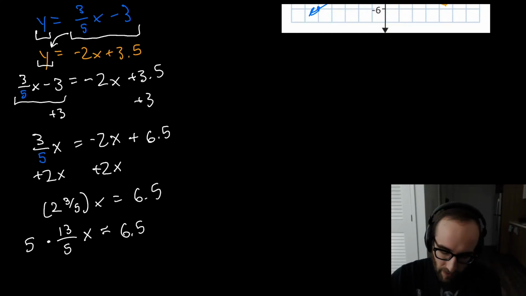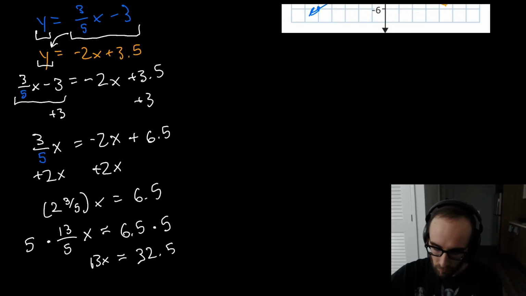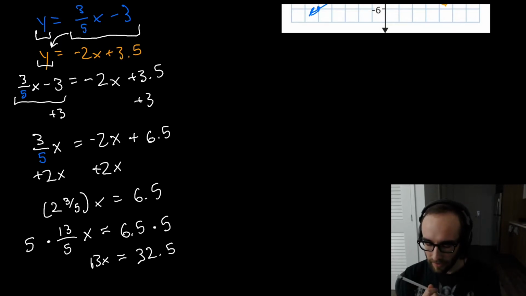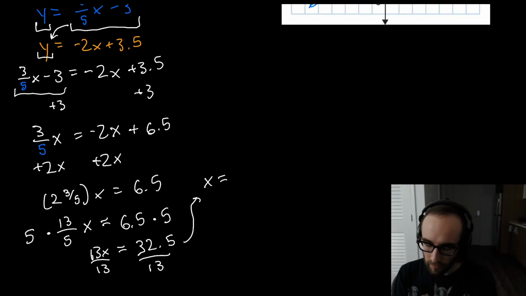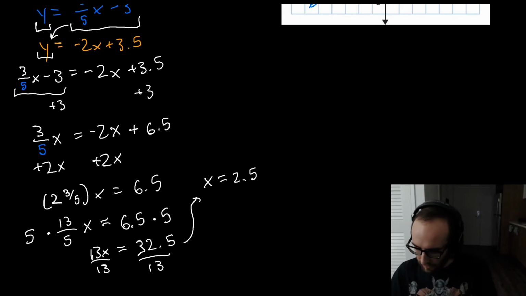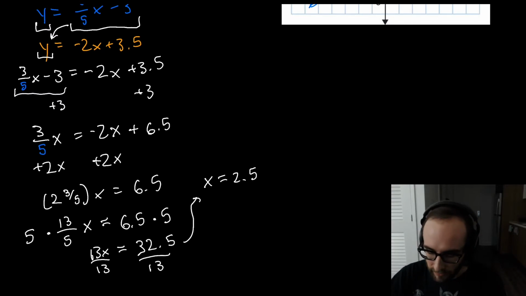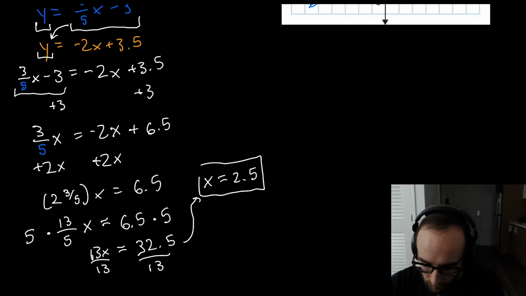So next, we're trying to get x by itself, solve for x. We can multiply both sides by 5. I rewrote the left side as a fraction so that we can multiply by the denominator. 13x is equal to, I think this is 32.5. And then finally, we'll divide both sides by 13. We find that x is equal to, I think we end up with 2.5 if we divide that. And you can use a calculator to help you out too. 32.5 divided by 13. Yeah, 2.5. Okay, so we found that x is equal to 2.5.